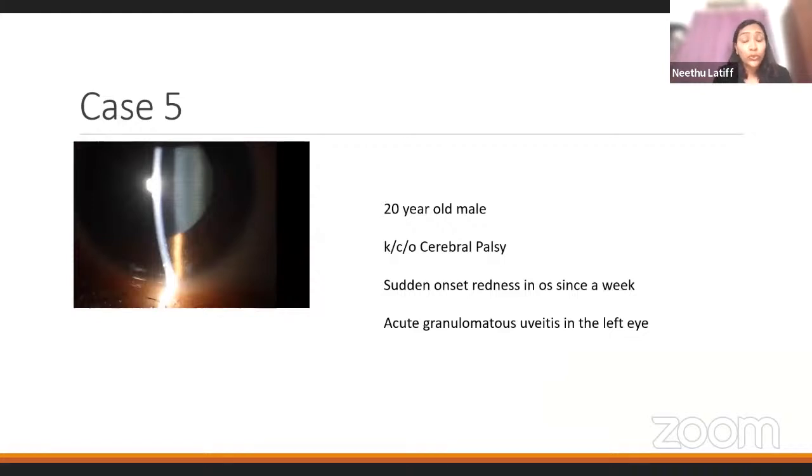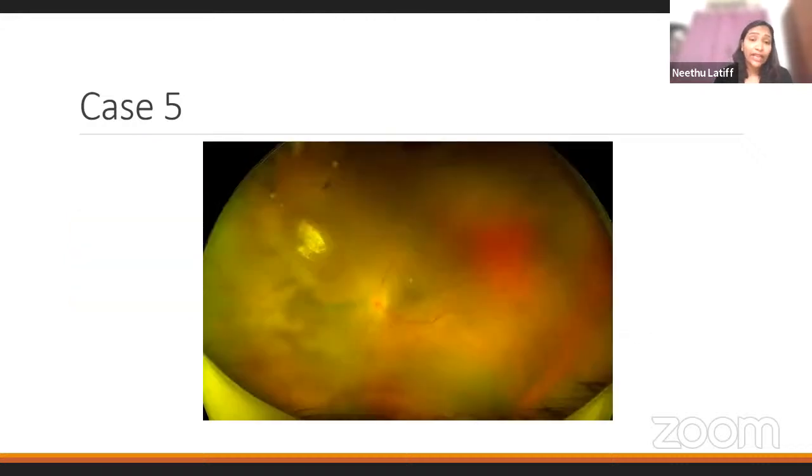Here is a case of a 20-year-old male, not a known case of cerebral palsy, with sudden onset redness in the left eye since a week. On examination, it was an acute granulomatous uveitis in the left eye. I wanted to emphasize the importance of fundus examination in patients with uveitis. I dilated and saw the fundus, and it was acute retinal necrosis, wherein you can see the retinitis patches in the periphery.